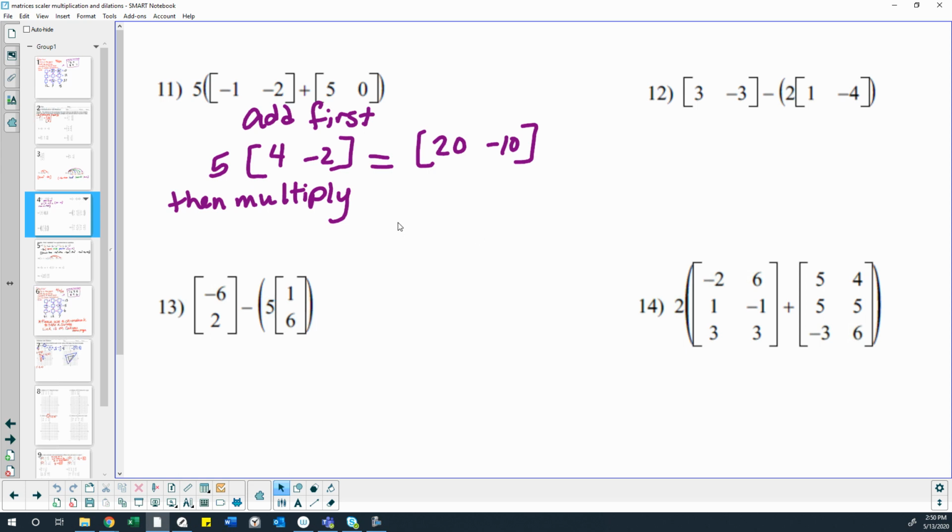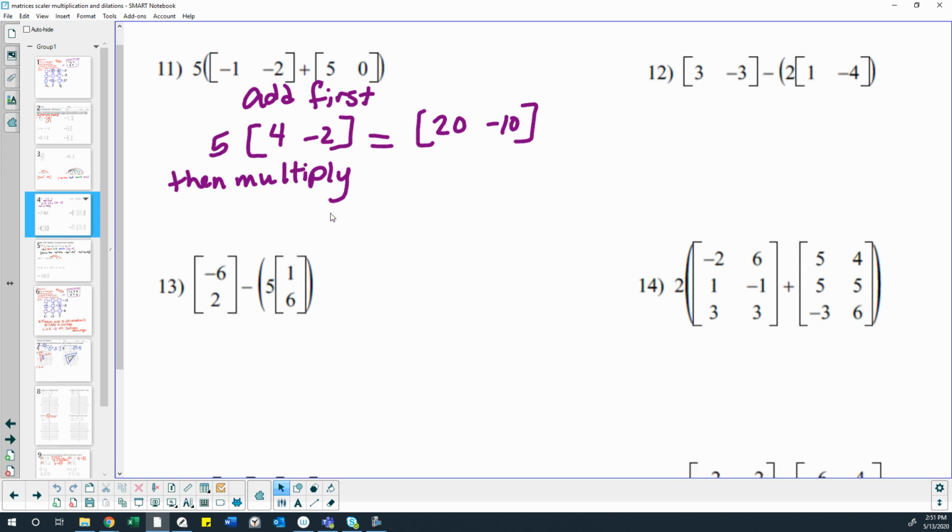Sometimes we also combine some of the operations we've learned together. So we previously learned adding and subtracting matrices. So in this problem here, we're adding these two matrices together first in the parentheses. So negative 1 plus 5 is 4, negative 2 plus 0 is negative 2. Then we take that answer and we multiply it by 5. So 5 times 4 is 20, and 5 times negative 2 is negative 10. So in this situation, we actually added first because of the parentheses, and then multiplied that answer by 5.